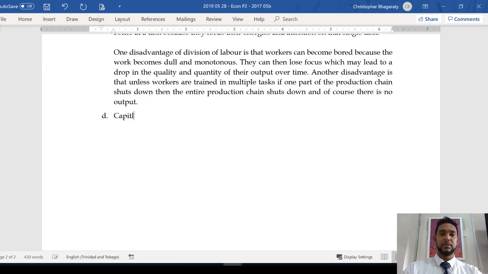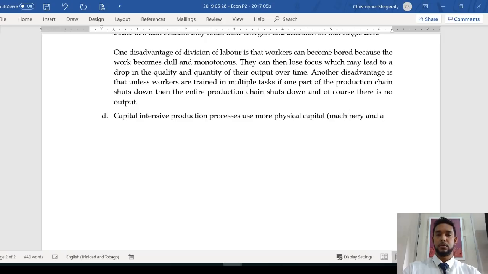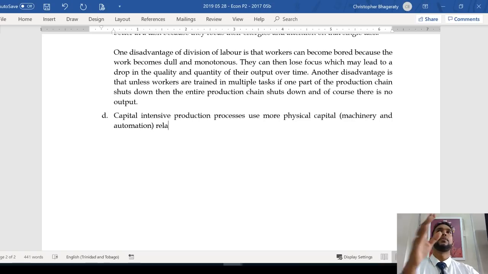So capital intensive production processes use more physical capital, machinery, and automation. Let's use more machinery. No, let's use machinery and don't put more physical. Use more machinery relative to what? No, let's use machinery alone.